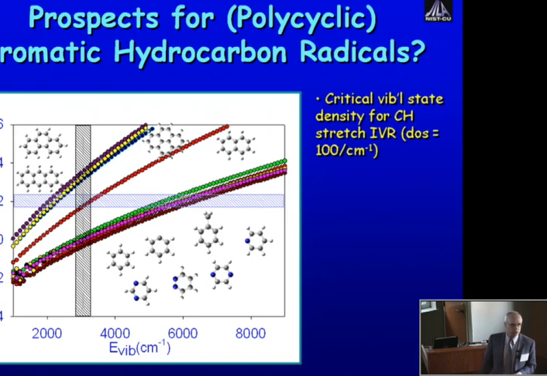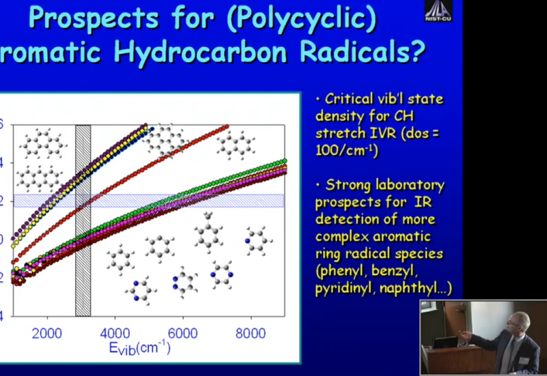Now this is based on work that we did a long time ago, and Bob Field and I collaborated on for a good many years as well. We could identify through high resolution methods that there's a critical density of vibrational states at about 100 per wave number, where the density is large enough to have strong coupling of CH stretches into the dense vibrational state manifold. This is log base 10, so 2 there is the line that corresponds to about 100 per wave number.